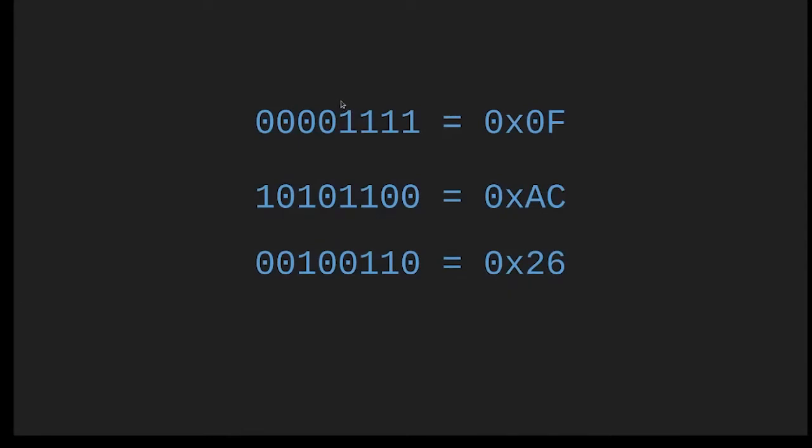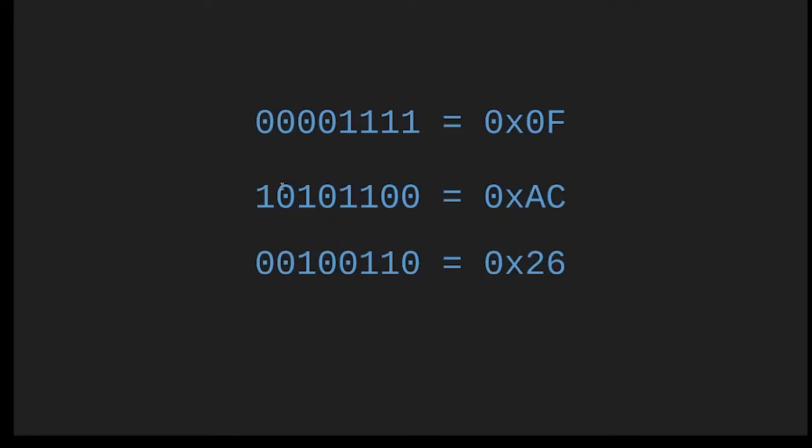A quick way to transform between the two, if you have a byte, is to split it in two, and then each half is one character. So this is 1111, which is 15. So this becomes F, and this is 0, 0, 0, 0, which is 0. So it just becomes 0.